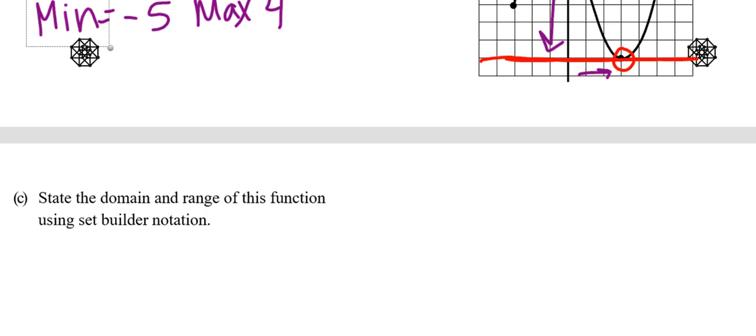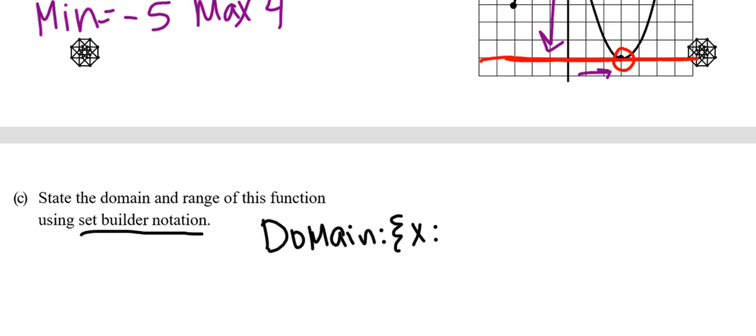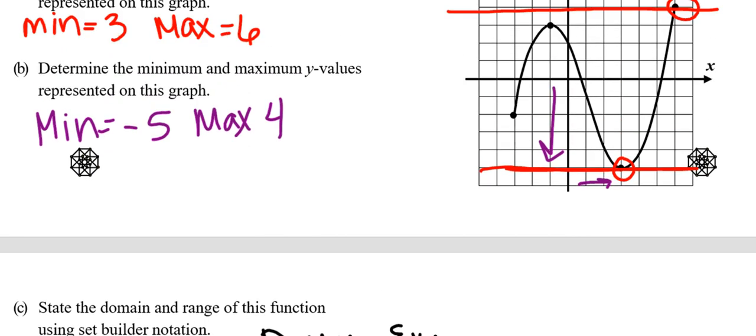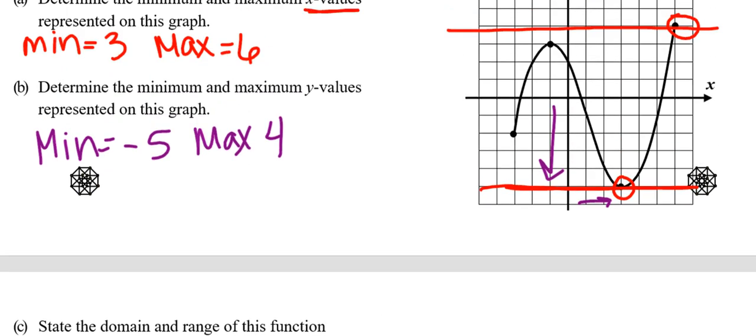Now when you scroll down a little farther, it says state the domain and range of the function using set builder notation. This is a new notation that we haven't talked about, so just follow along. This is set builder notation. So my domain is all values such that, and I'm looking up here, so what is my domain? My domain is my x's.